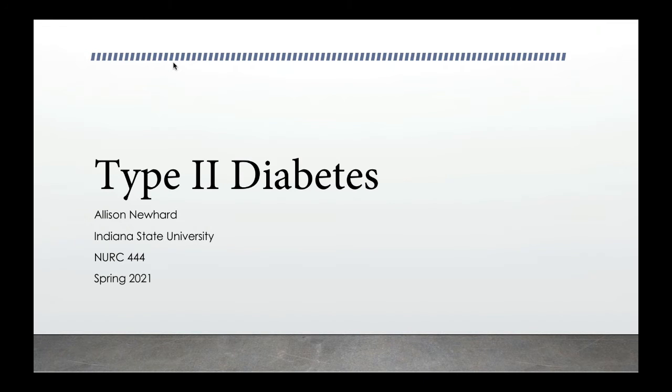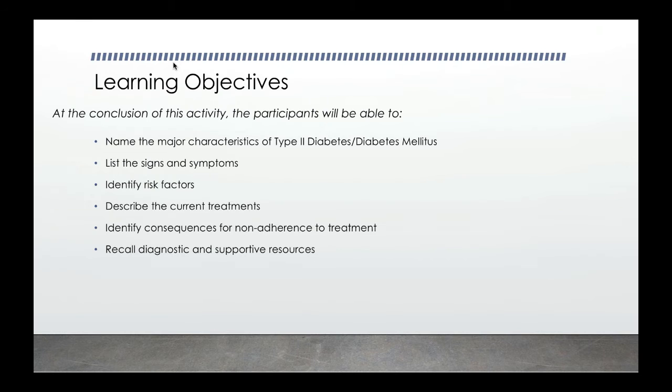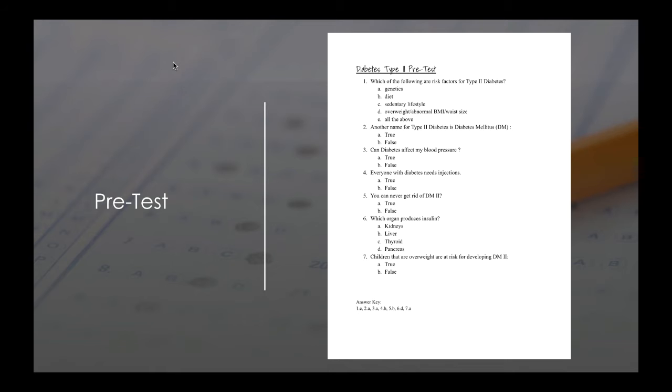And I'll be going over type 2 diabetes, also known as diabetes mellitus, or adult onset diabetes. So what are we going to learn from this presentation? I'm hopeful that you'll be able to name the major characteristics of type 2 diabetes, list the signs and symptoms, identify risk factors, describe the current treatments, identify consequences of non-adherence to treatment, and recall diagnostic and supportive resources.